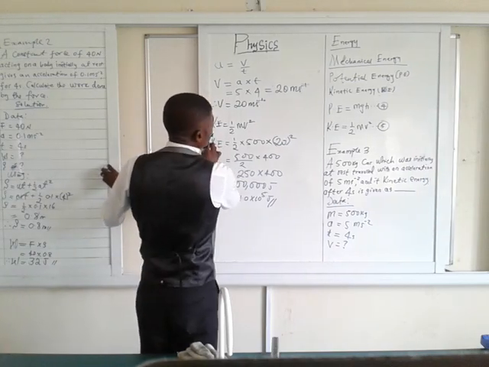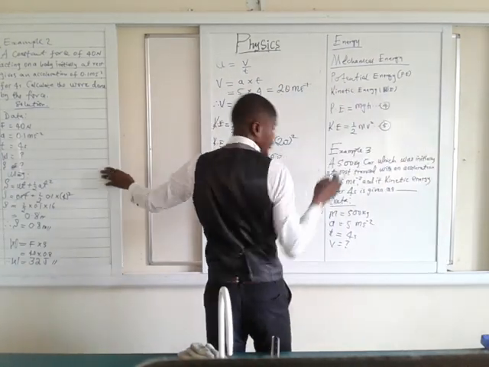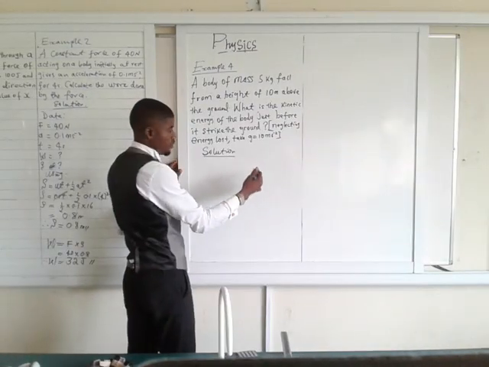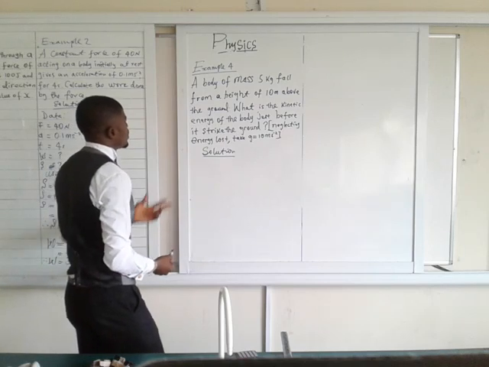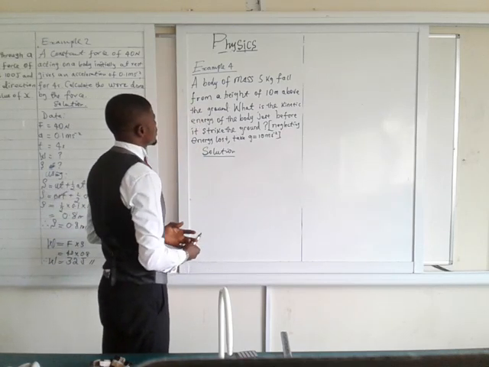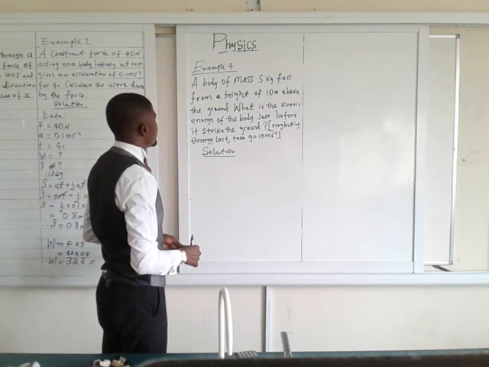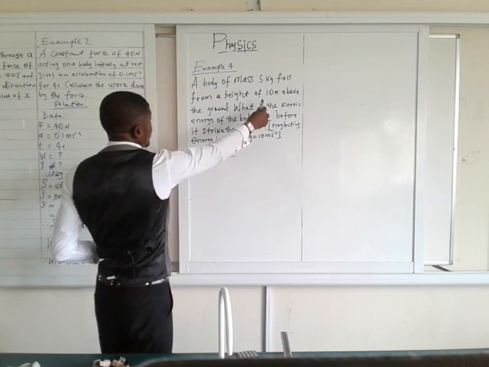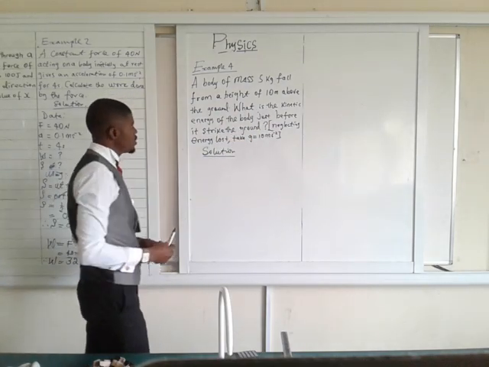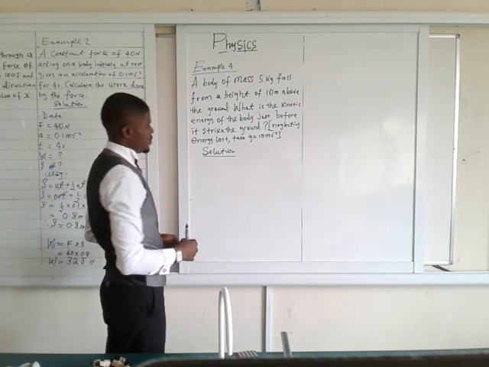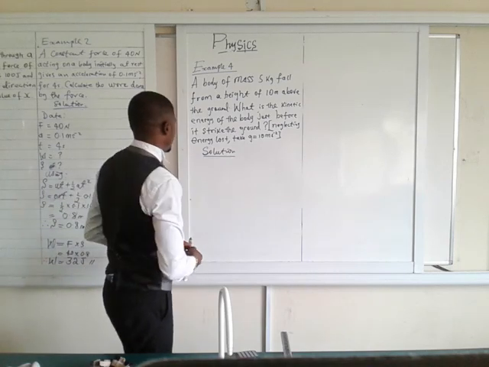Example number 4. A body of mass 5 kilograms falls from a height of 10 meters above the ground. What is the kinetic energy of the body just before it strikes the ground, neglecting energy lost? Take G to be 10 meters per second squared.